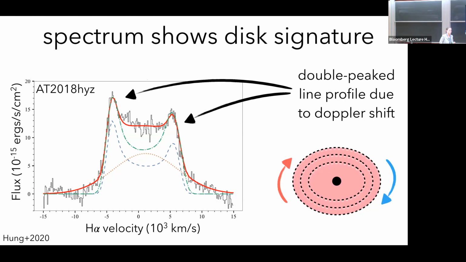Yeah, definitely. Is it not possible to constrain the radius by looking at the line profile? Yeah, you can estimate the radius as well. And again, I'm not sure exactly what they get for this.